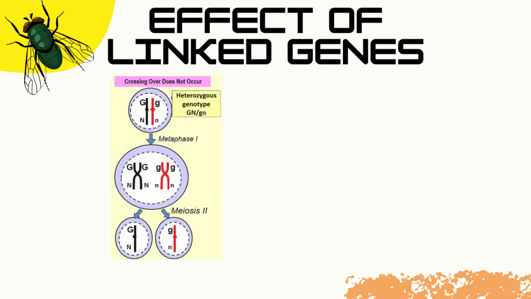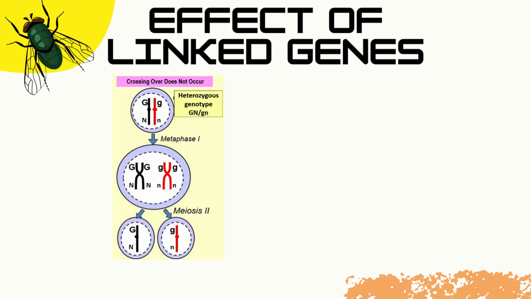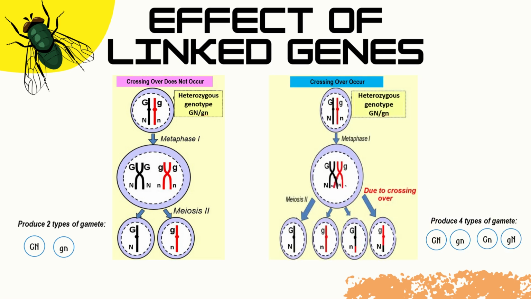If crossing over does not occur, it is very difficult to form recombinant gametes. So, it only produces two types of gamete, which are capital G, capital N, and small g, small n, unless the process of crossing over takes place, which is the exchange of genetic material between non-sister chromatids of homologous chromosomes during prophase 1 of meiosis.